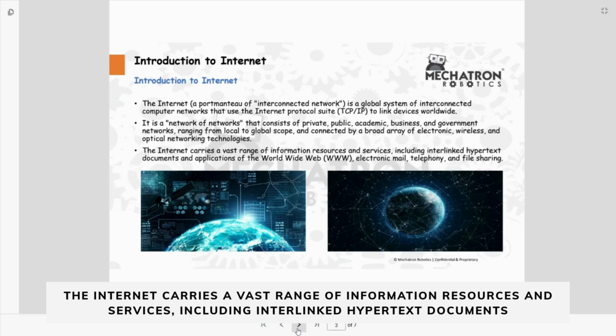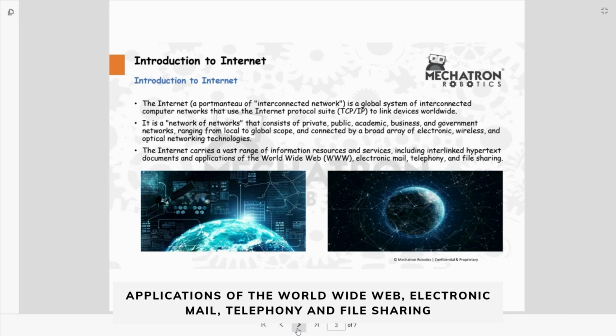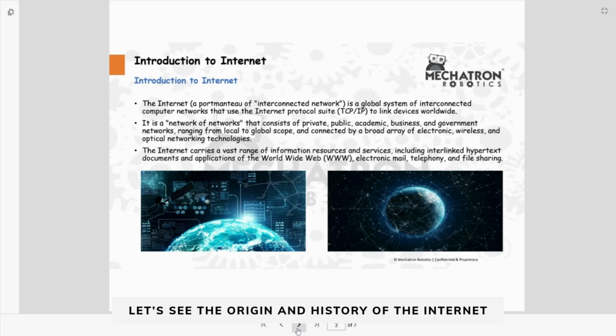The Internet carries a vast range of information, resources, and services, including interlinked hypertext documents and applications of the World Wide Web, electronic mail, telephony, and file sharing.